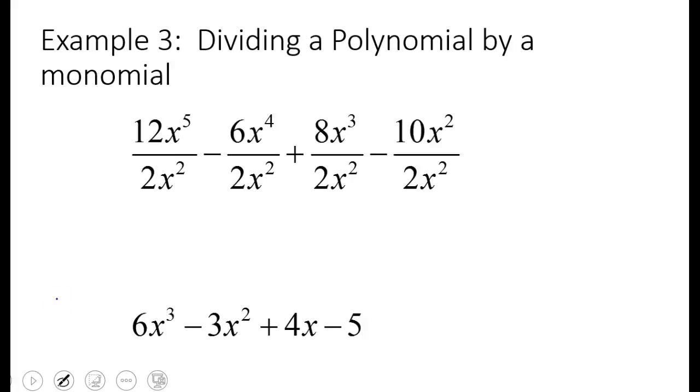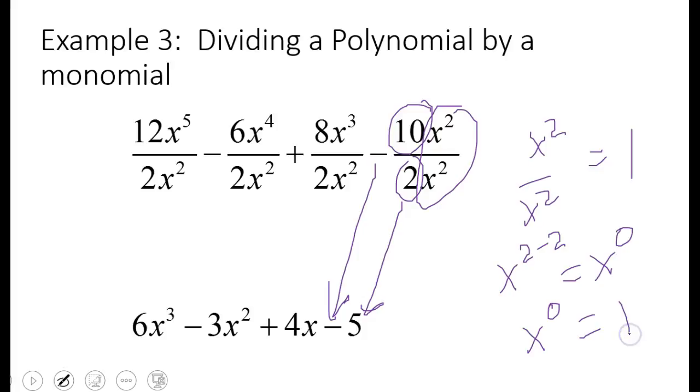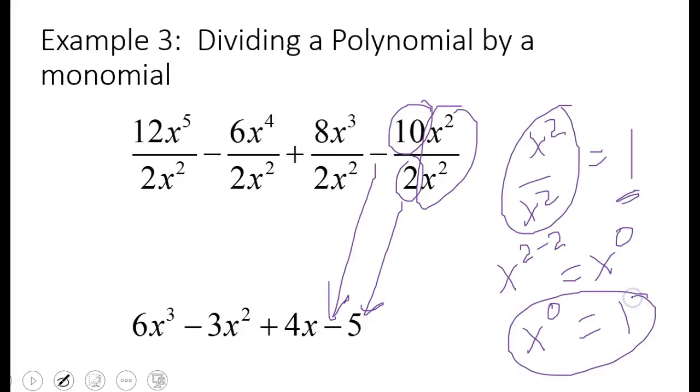And then the final term, I keep the subtraction. 10 over 2 gives me 5. And x squared over x squared is a number divided by itself, so I get 1. Not coincidentally, if I did this with the rules of exponents, I would get x to the 2 minus 2, which is equal to x to the 0. A variable raised to the 0 power will always give you 1. And the reason is, it could be rewritten as this, and if you get 1 using this algebra, you must also get 1 using this algebra.